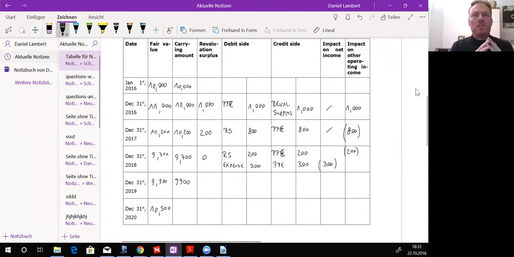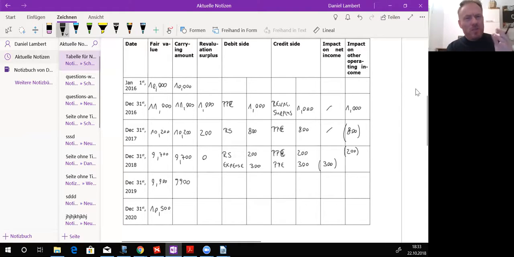Now it goes up again to 9,900, meaning that there is no such thing as revaluation surplus, because only if it goes beyond 10,000, there's a revaluation surplus. Now, as we said in the period before, there's an effect on the income statement. We have to take back this effect on the income statement itself, meaning that there is a revenue, or you have two possibilities: have the expenses on the credit side, meaning they go down, or just have a gain, which is better on the credit side.